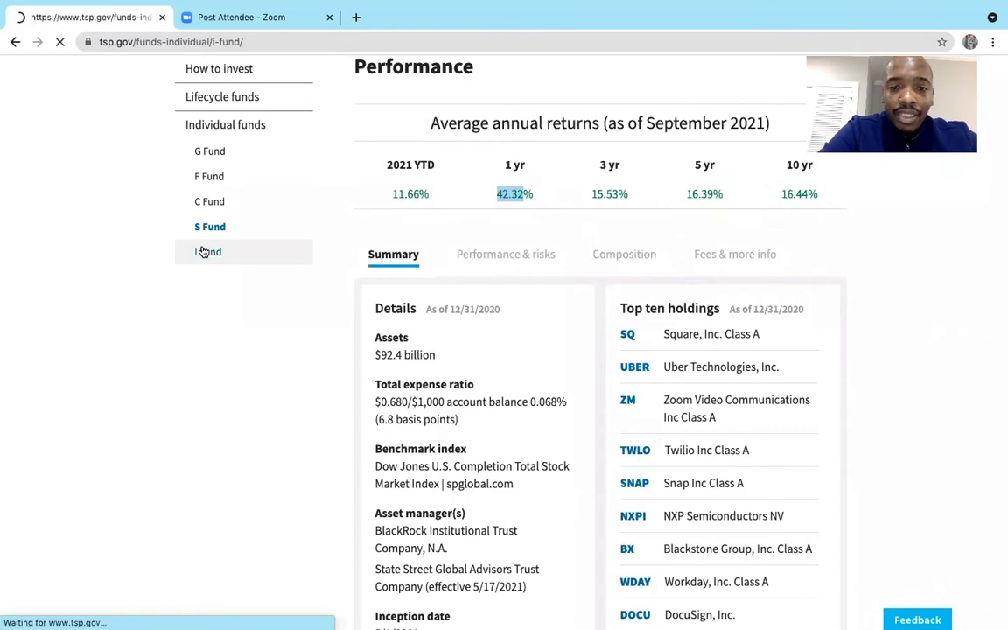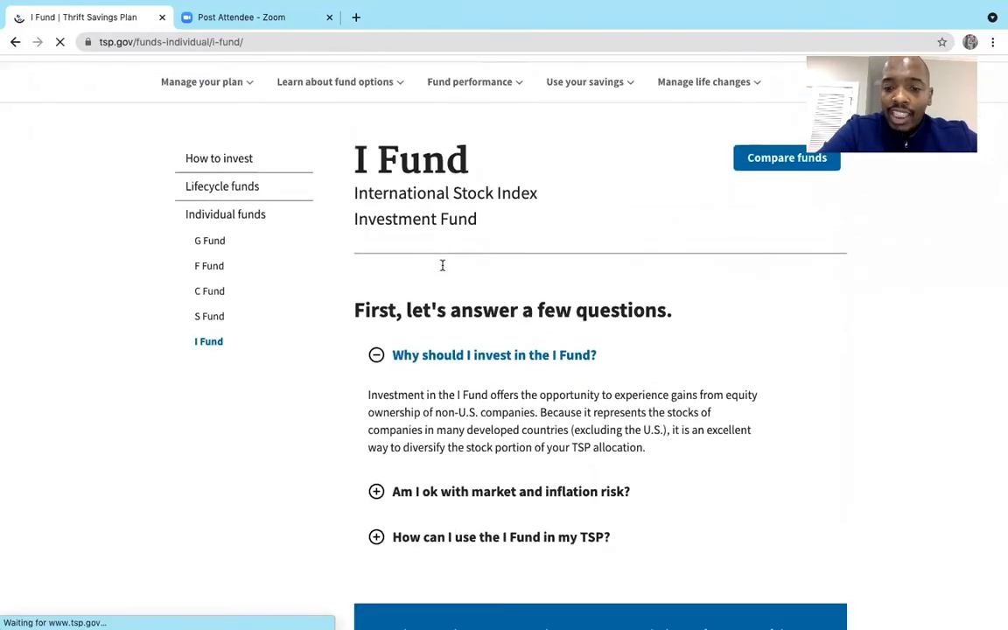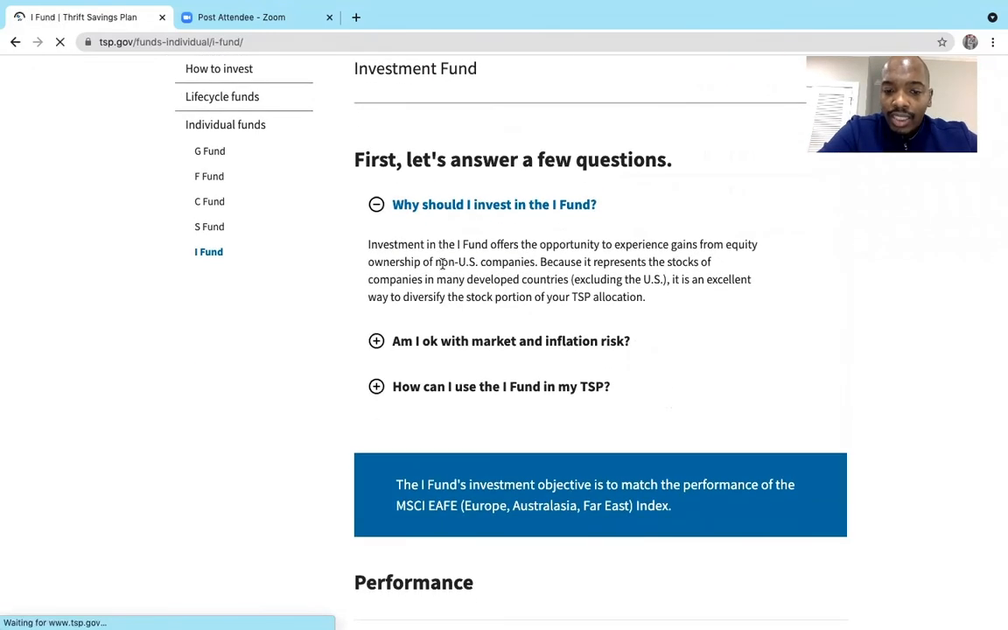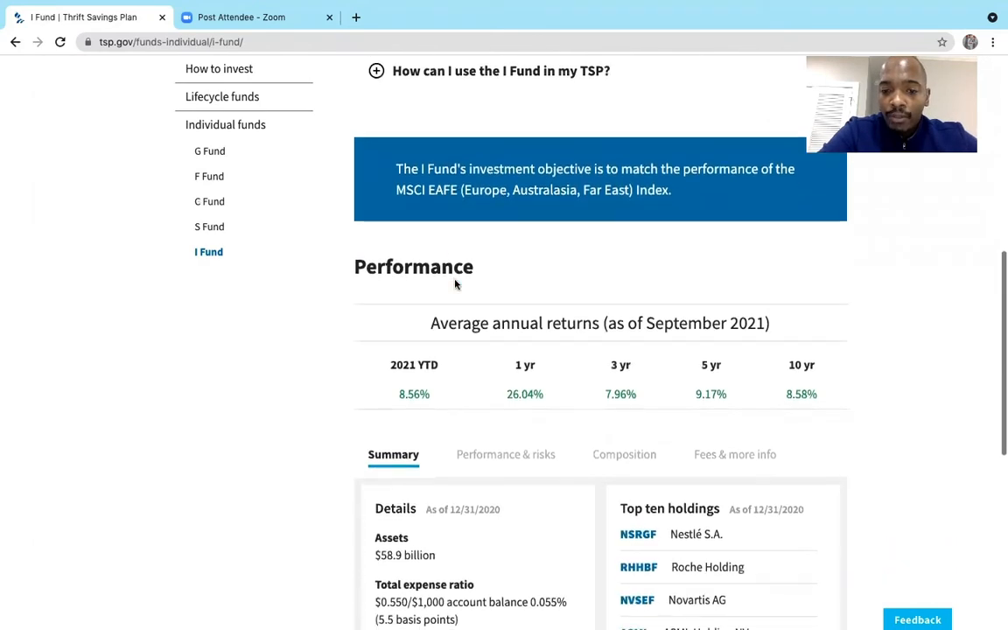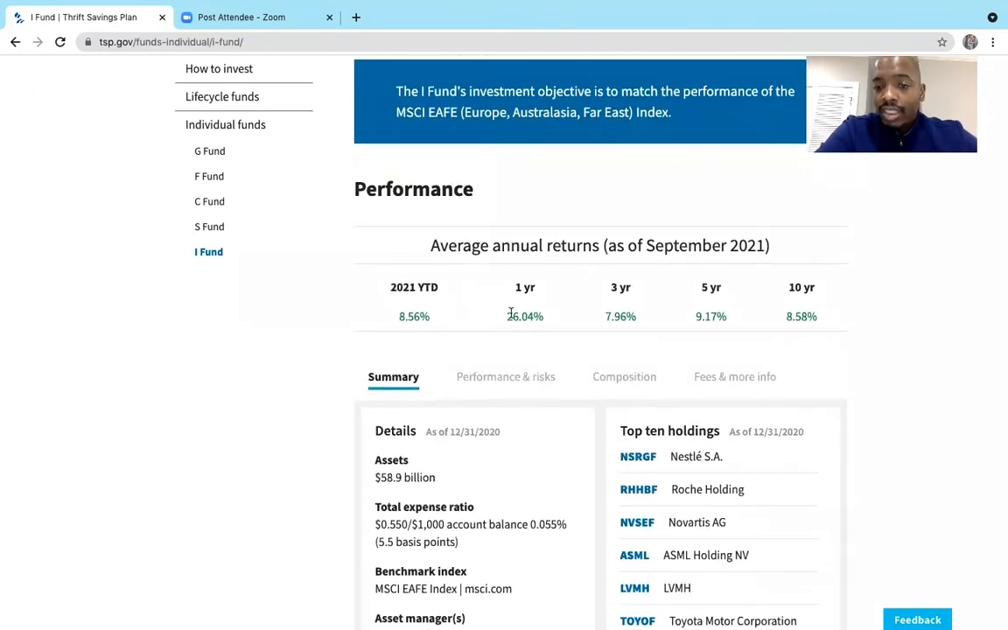And then the I fund, international. So what this fund invests in is companies in Europe, Australia, the Far East. And it's an excellent way to diversify your stock portion of your portfolio. Performance looks solid, not as high as the C and S over a 10-year period.